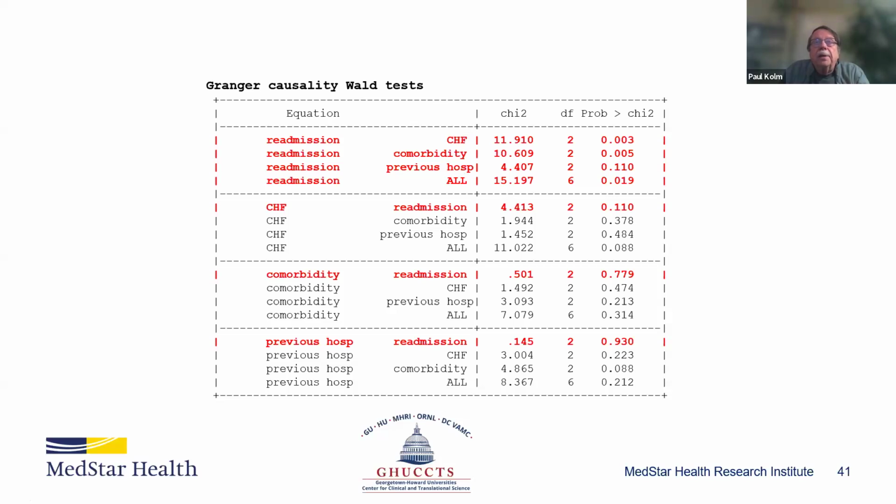And again, what we could conclude is that at least in the right direction, we have at least part of a cause and effect here, in that these variables, congestive heart failure, comorbidity, and previous hospitalizations, are causing, or more accurately, Granger causing readmission, which is sort of what we would expect. Whereas if we just do regular regression, then we can't really say anything about cause and effect.